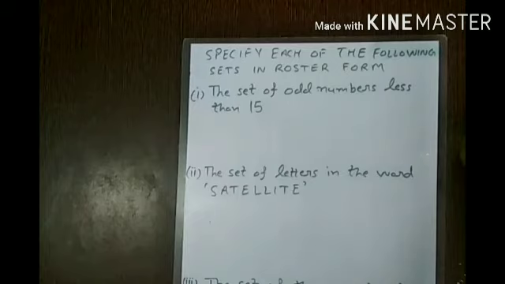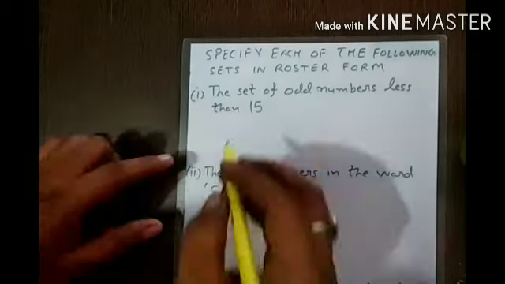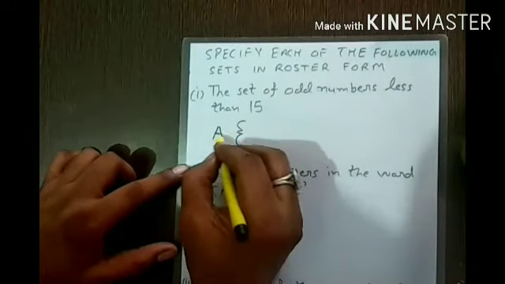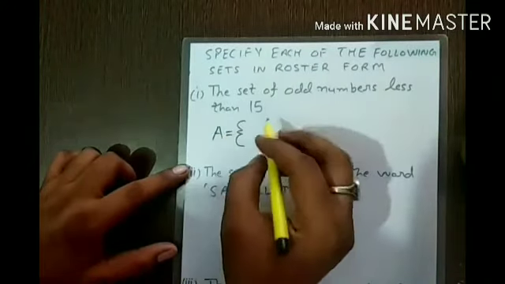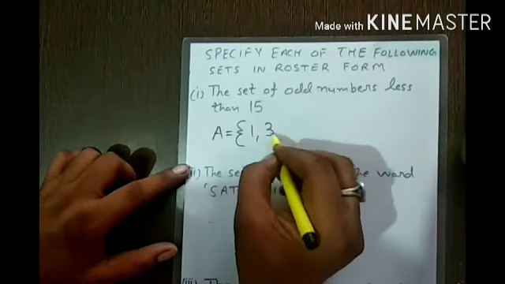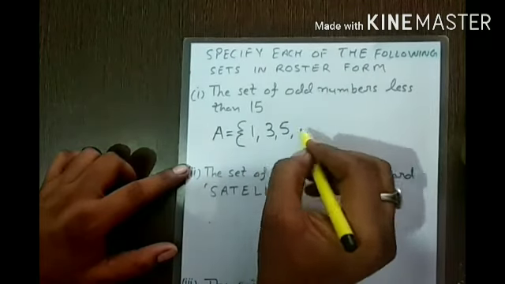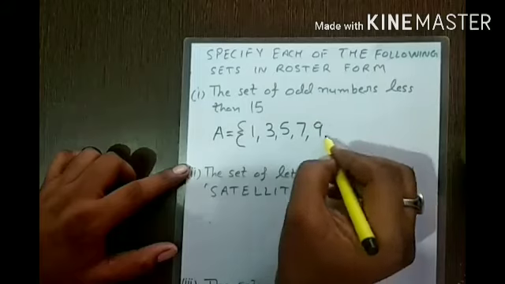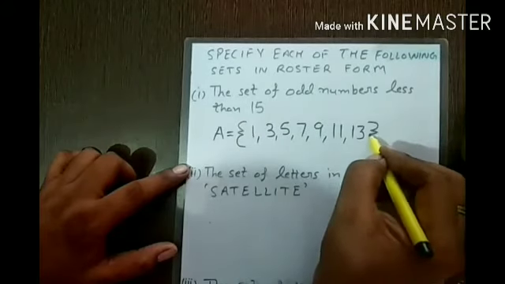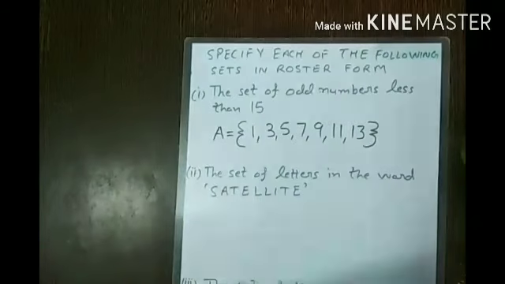But here in the statement we have to write only those elements which are less than 15. So we will not write 15 in our answer. Firstly I will give the name A to the set. A is 1, 3, 5, 7, 9, 11, 13. Now this is the answer.